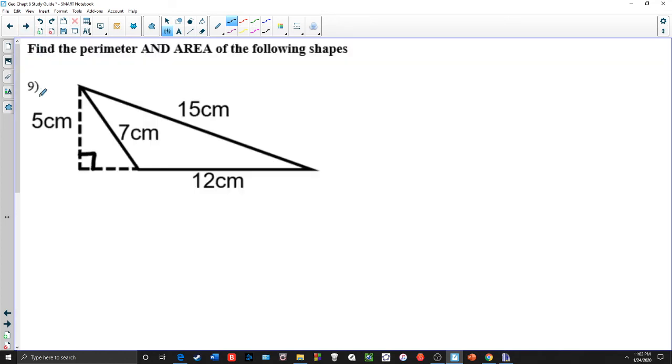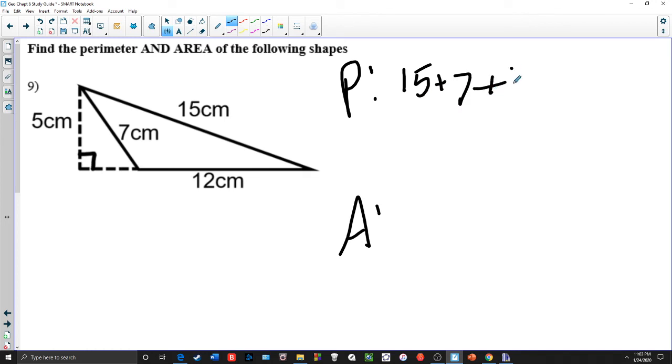So 9 and 10 are just about basic area and perimeter review. So let's do those real quick. We'll do P for perimeter, A for area. Perimeter is adding up all the outside edges of the shape. So in this case, it'd be 15 plus 7 plus 12. Why not 5? Because 5 is a dotted line, which means it's representing the height.